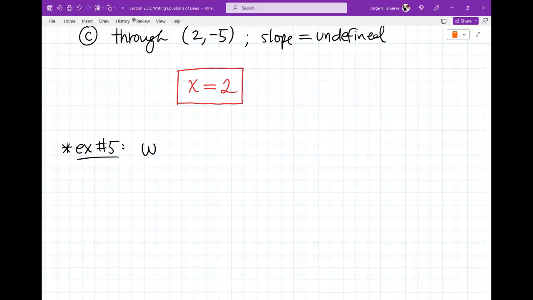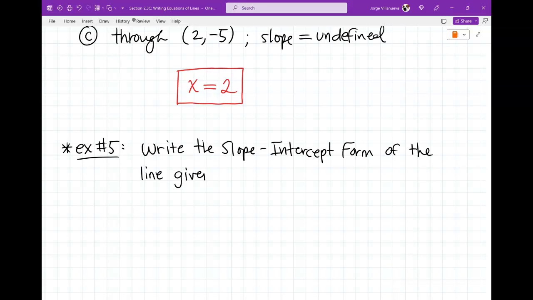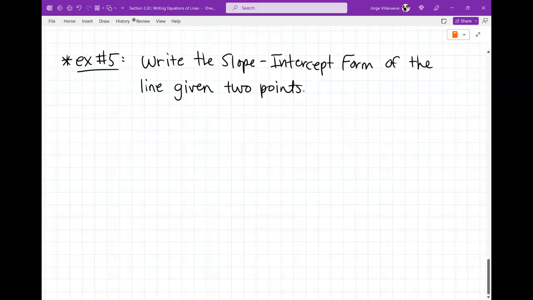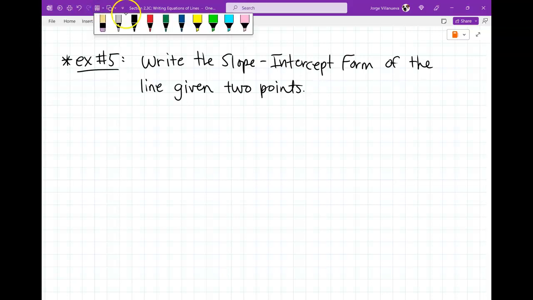And it's going to say, write the slope-intercept form of the line given 2 points. So notice they're not going to give me the slope. They're not going to give me the y-intercept. They're just going to give me 2 points. Okay? So again, this one's going to come from your homework. So here we go.